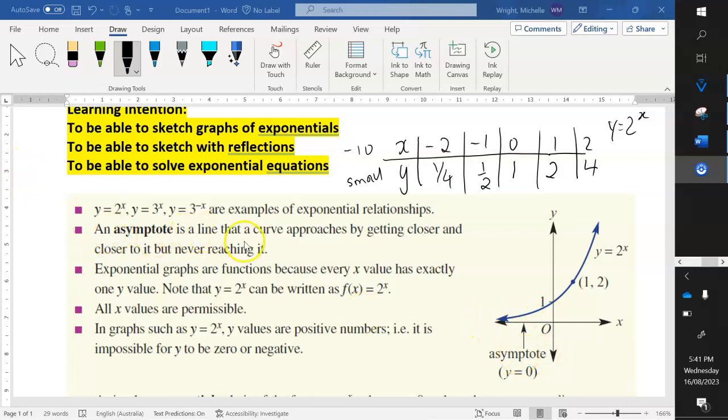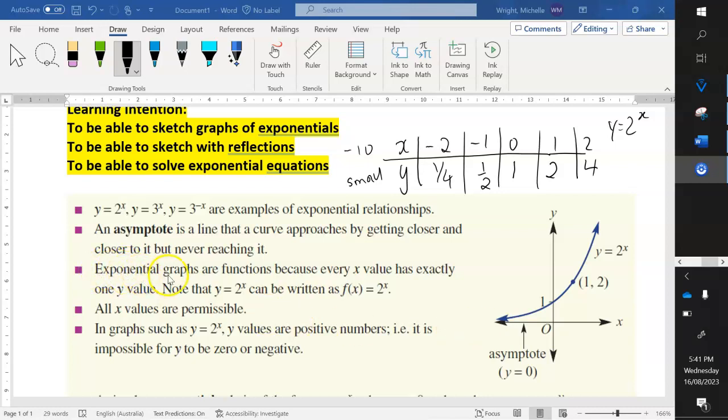Okay, so an asymptote is a line that a curve approaches by getting really close, but it never actually reaches it. So our exponential gets really close to the x-axis, or it's also called the line y equals 0, because y is 0 there, but it never actually touches it. So an asymptote is a word you're going to deal with a lot in advanced next year.